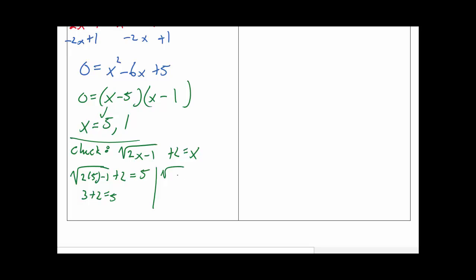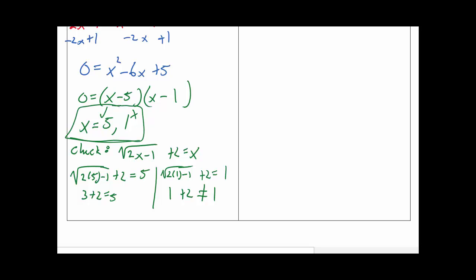Well, square root of 2 times 1 minus 1 plus 2, does that actually equal 1? Well, 2 times 1 is 2 minus 1, so we get 1 here plus 2 does not in fact equal 1, so that does not work out.